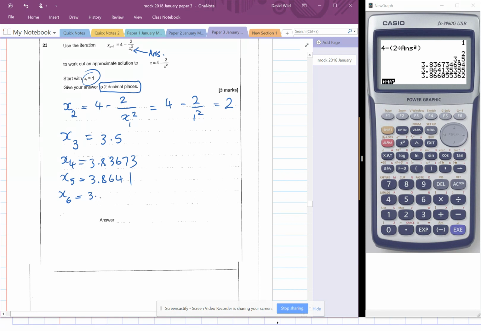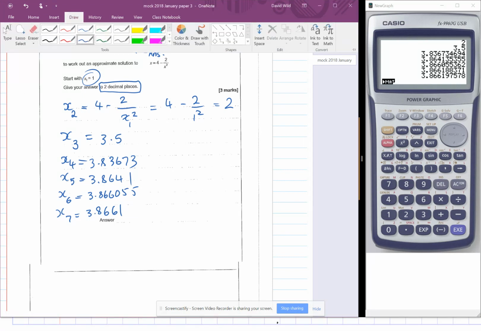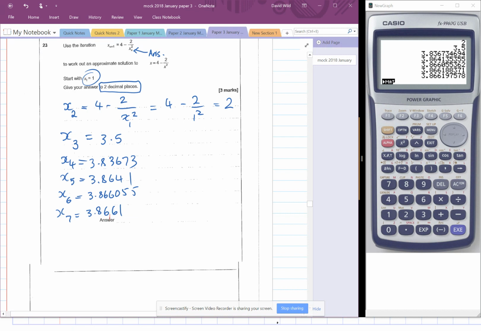x6 is 3.866055. x7 is 3.8661. That looks as though it's going to be the same to 2 decimal places. So notice that the 2 decimal places point here now hasn't changed because these are both 6s here. So my answer to 2 decimal places is 3.87 to 2 decimal places.